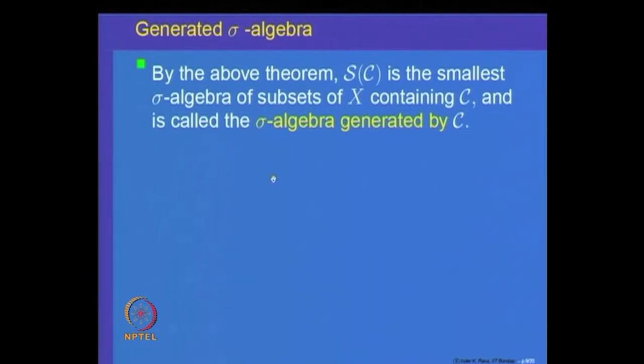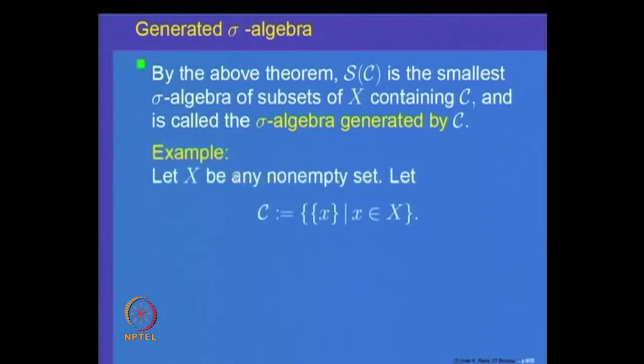Let us look at some examples of sigma algebras generated. Let X be any non-empty set, and let us look at all singleton subsets of this set X. Let us call that collection C, so C is the collection of all singletons, where the singletons are elements of the set X. We want to find out what is the sigma algebra generated by it.